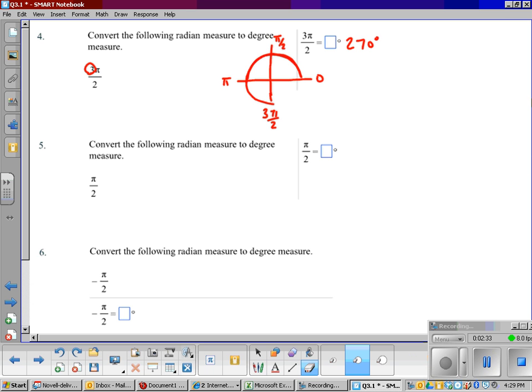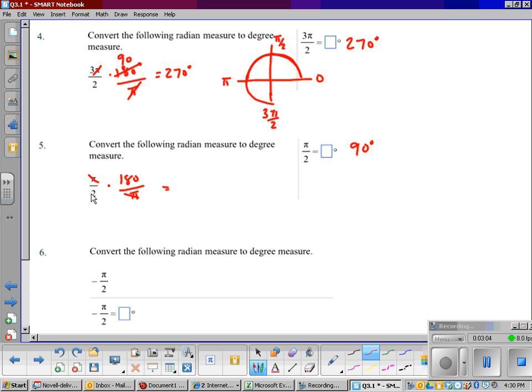Now, the other thing that you can do is to just multiply by 180 over pi. Your pi's will cancel right here, and then the 2 reduces with the 180 and leaves 90, and 3 times 90 is 270 degrees. Pi over 2, it's pretty easy to see that's 90 degrees, but you could multiply by 180 over pi. The pi's would reduce. 180 divided by 2 is 90.